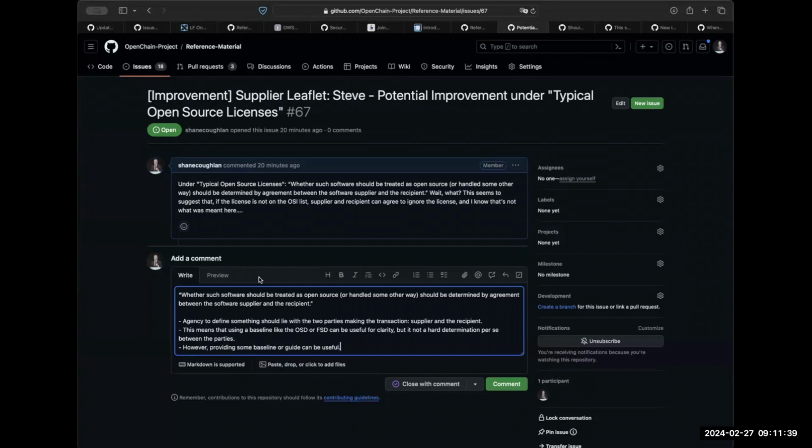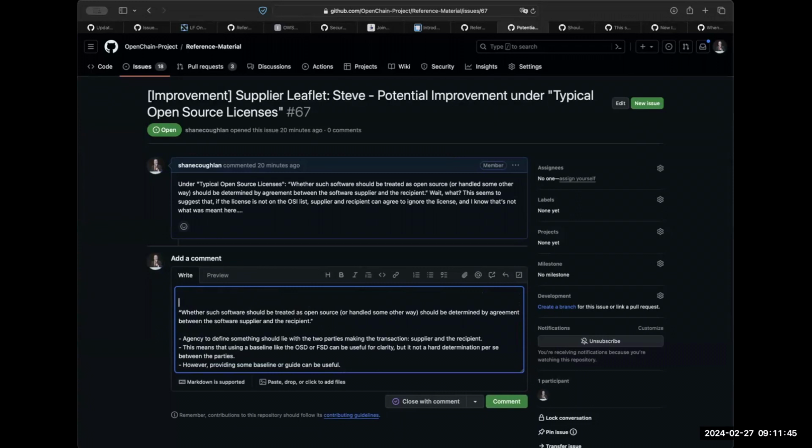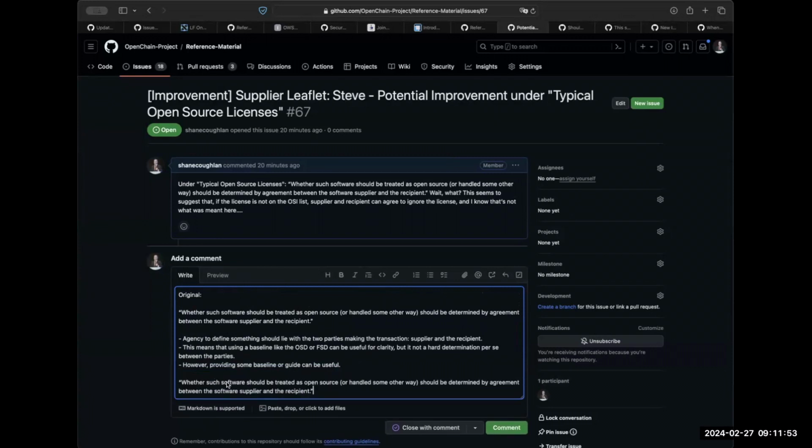So maybe we can improve the sentence by considering how we could include OSD or FSD in this sentence without making it ungainly. Let's say whether software should be treated as open source or handled another way. I'm trying to reduce the amount of words. Should be determined. Let's say is usually determined by agreement between the supplier and the recipient.